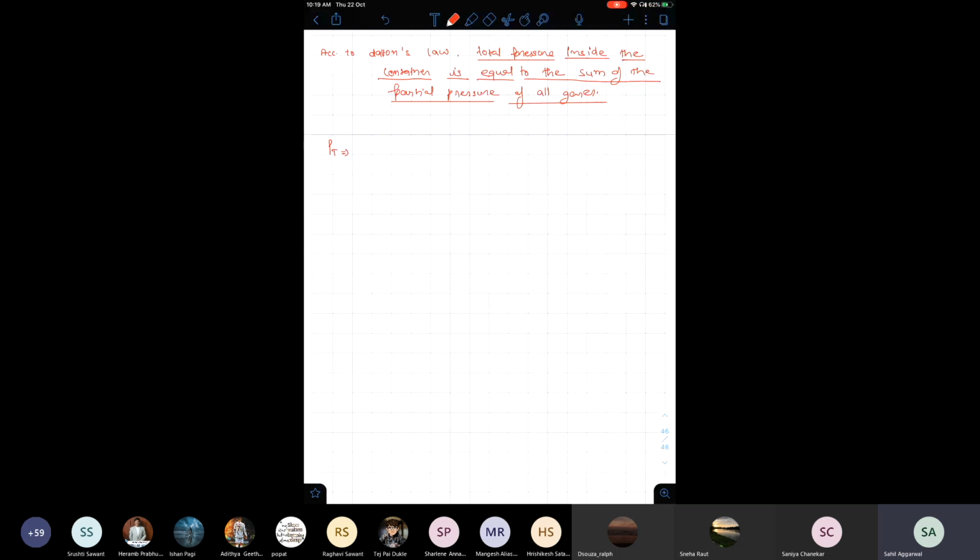Total pressure will be equal to PA plus PB plus PC and so on, where PA is equal to the mole fraction of A into PT.